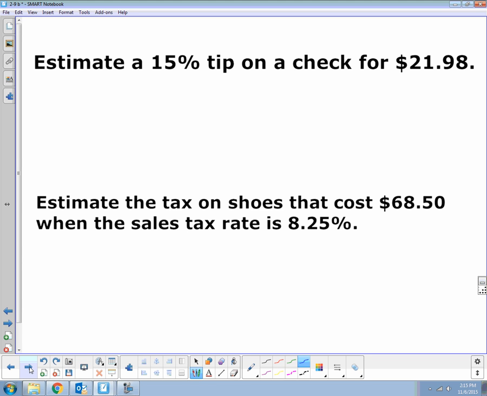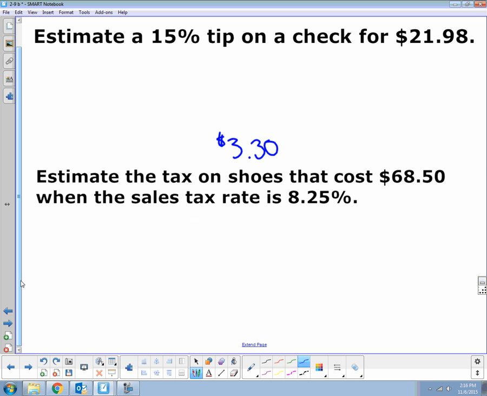Trust me. Okay, I'm assuming you paused. I'm assuming you tried it on your own. For the first one, if you got somewhere around $3.30, that's what we're looking for. So that's rounding that number and getting an estimate of about $3.30. If you did not get that, make sure you're watching these linked videos.